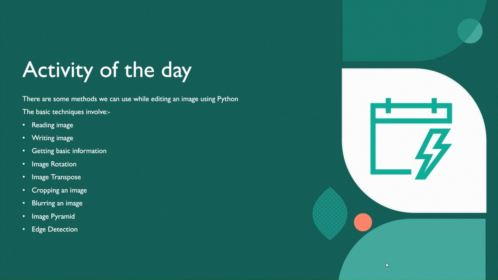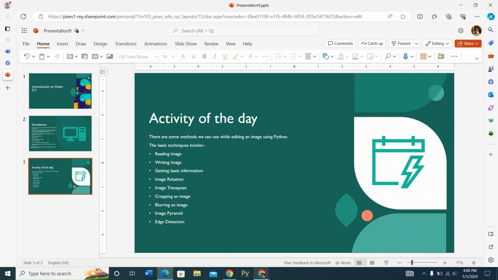Activity of the day. Here are some methods that we can use by editing an image using Python. The basic techniques involve reading an image, writing an image, getting basic information, image rotation, image transpose, cropping an image, blurring, an image pyramid, and edge detection. So let's move on to the coding part.